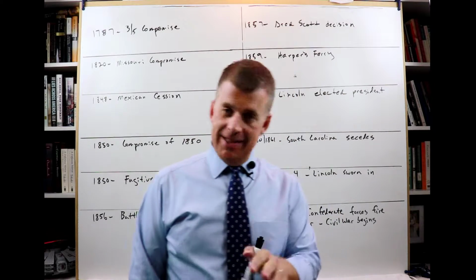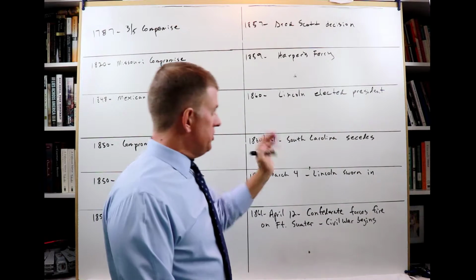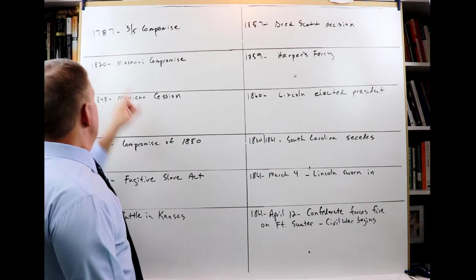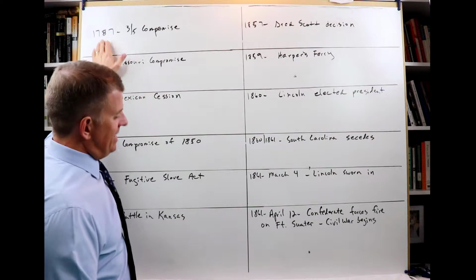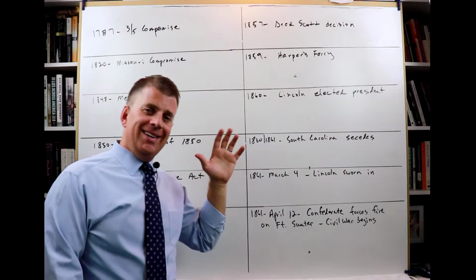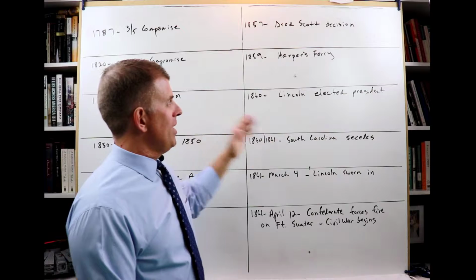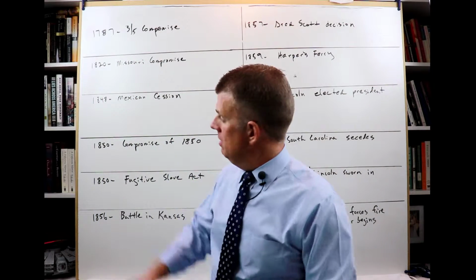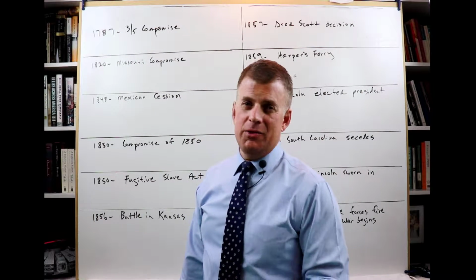Okay, so in this video, we're looking at a simple chart, and this chart shows a progression of events. You'll see dates going like this, 1787 to 1861, April 12th. And these are big events in history that show this progression that leads to war, right? And the seeds are sown, the seeds are planted way back in the writing of the Constitution, right?